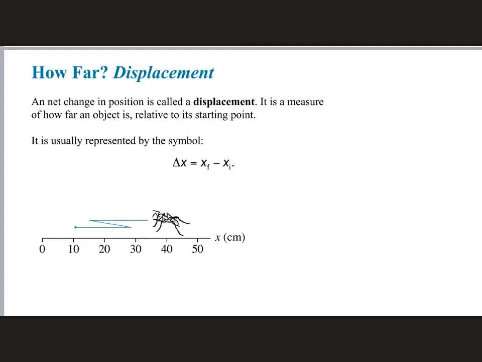We do have a word that takes care of the doubling over on itself, and that's the idea of displacement. Displacement describes a net change in position. It's what you kind of intuitively want to think about with this ant.